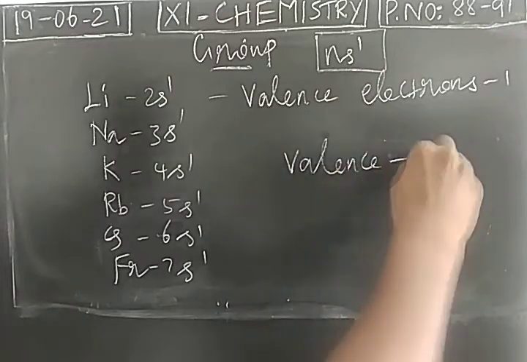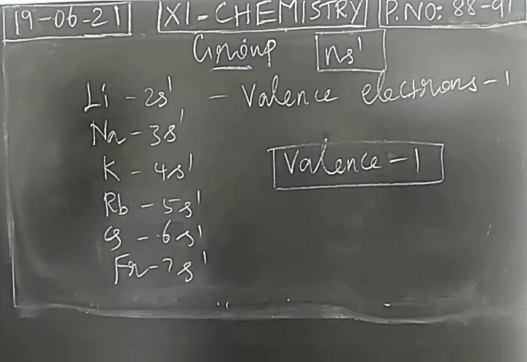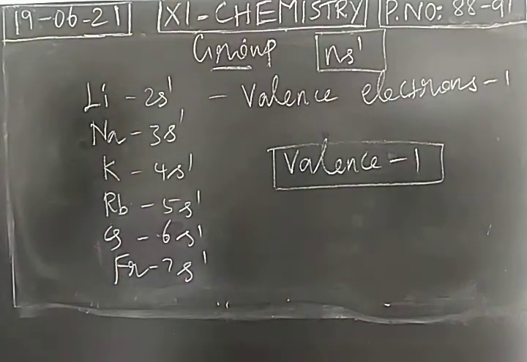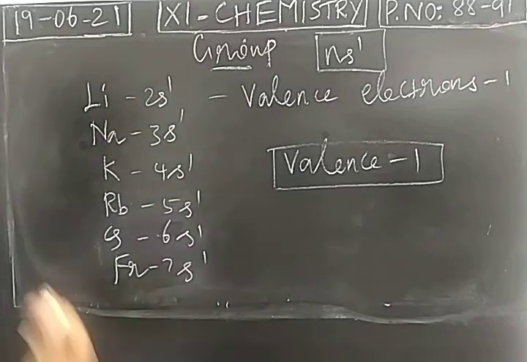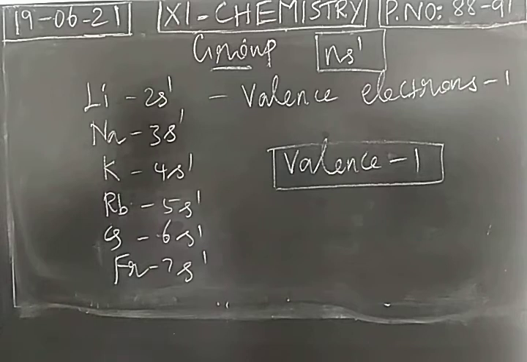Valence is 1. Lithium, sodium, potassium, rubidium, cesium, francium will have the same valence 1. Its combining capacity is 1. Lithium combines with only 1 hydrogen. Sodium combines with only 1 hydrogen. So due to similar outer electronic configuration or a similar number of valence electrons, all the elements will have similar valence and properties.